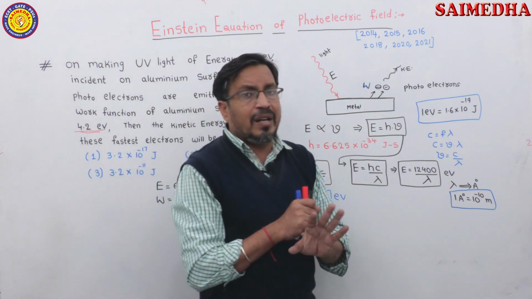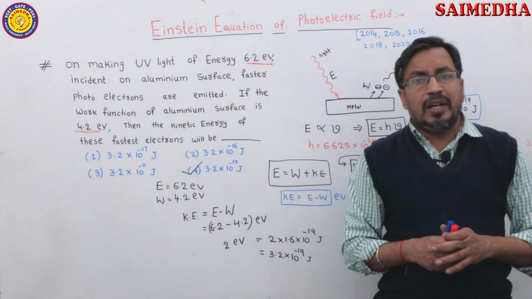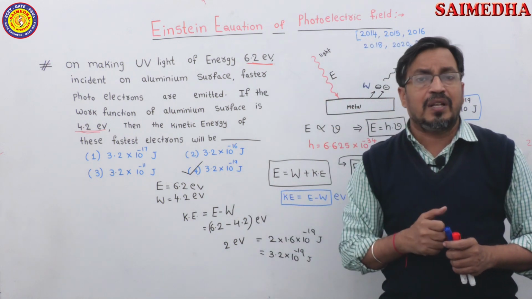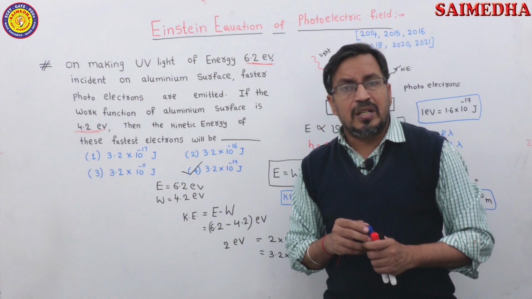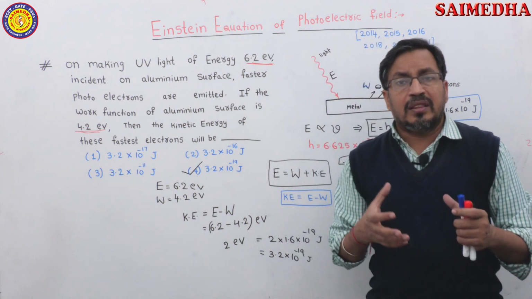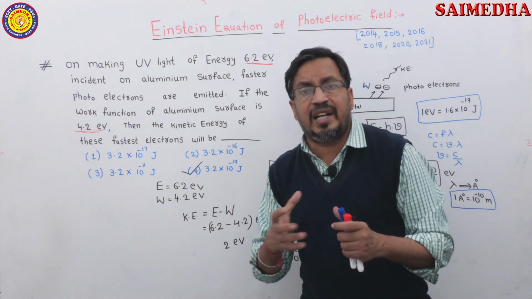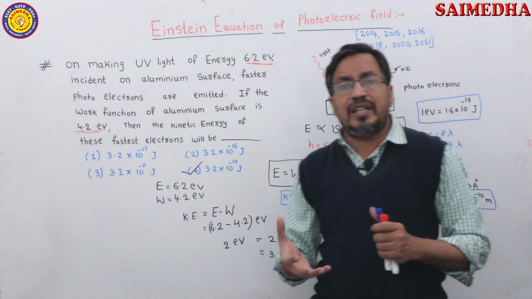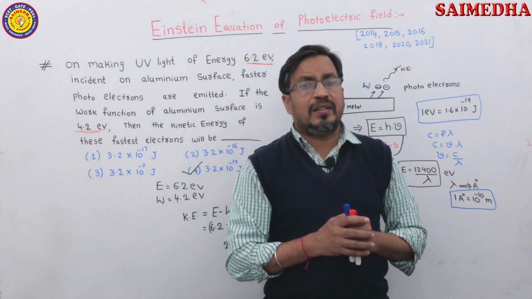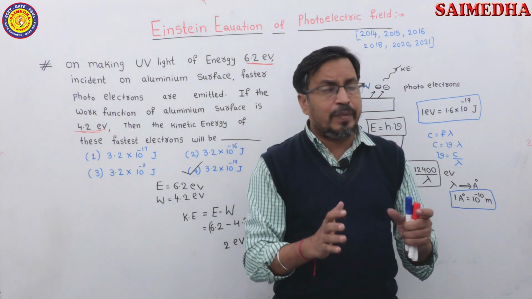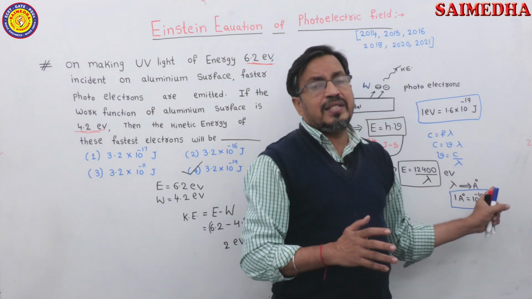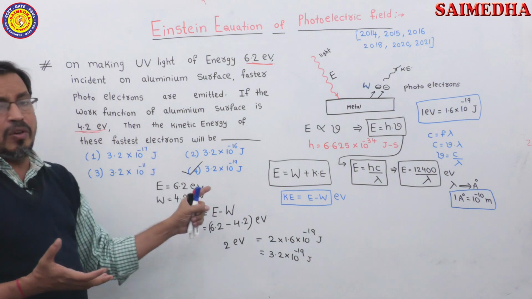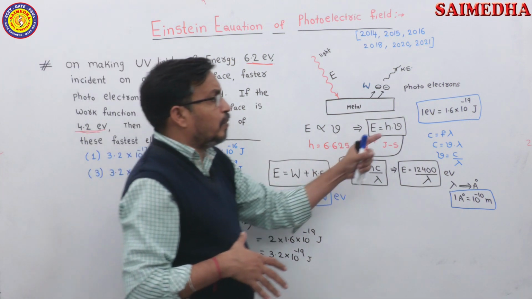Some problems he will not give E value and W value. Instead of E and W, he will give 2 frequency values or 2 wavelength values. When 2 frequencies are given, they are the threshold frequency and incident frequency. Similarly, when wavelengths are given, they are the incident wavelength and threshold wavelength. The formula concept is the same, but remember this conversion, because in some options he will give kinetic energy in electron volts, in some problems he will give joules.